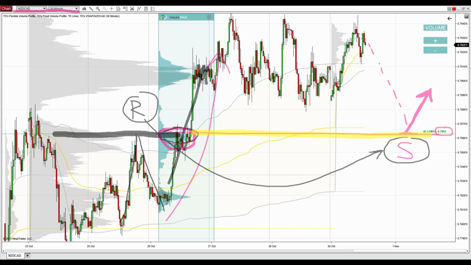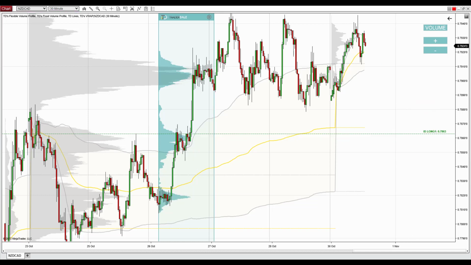And as you can see, it is at the same place as we have that significant volume cluster in here. Right, so it adds strength to our level, to our support, and for those two reasons I think that this is a strong level to trade from and that the price will react there. Alright, so that's the support on the New Zealand dollar, Canadian dollar.